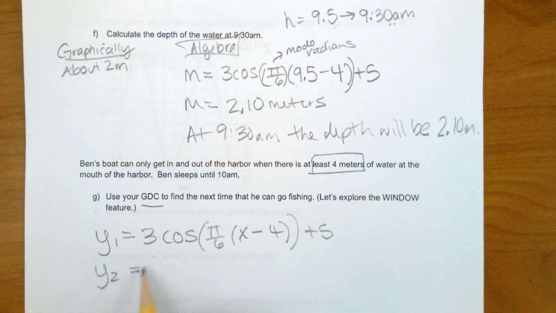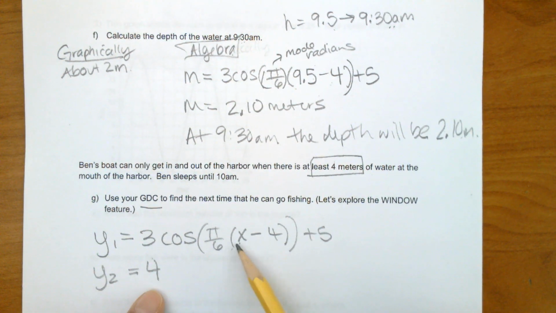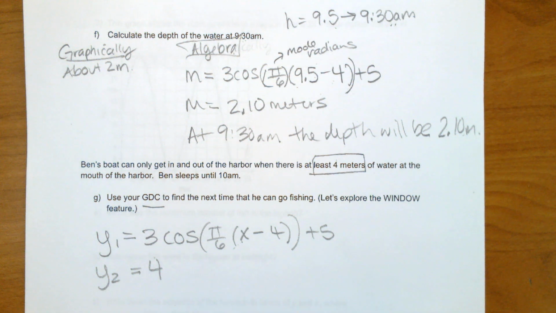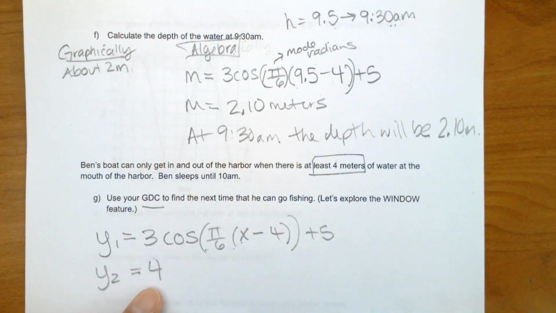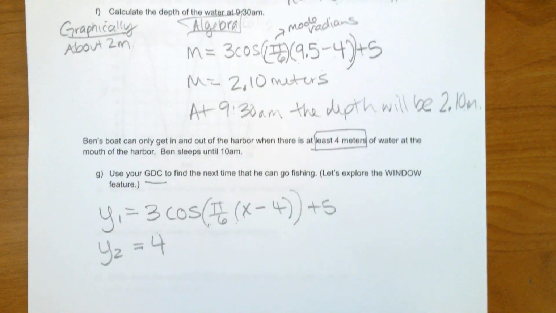And what they want us to do is they want us to see when these are equal, because we need to find when he can go fishing. So when these are equal, these 2 equations, that means that he's able to leave the harbor because there'll be at least 4 meters, so 4 meters or more. So if it's greater than that's great, but we at least need these 2 to be equal so that he can leave the harbor because there needs to be 4 or more meters left.